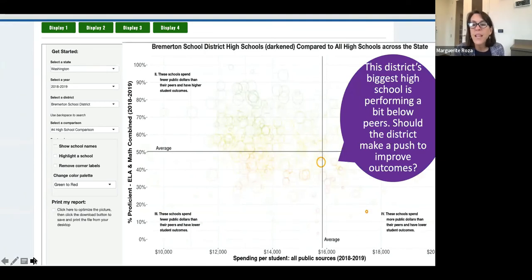And Sarah's pointing out, display 3 looks solely at elementary schools in a single district and compares them to similar schools in the state.